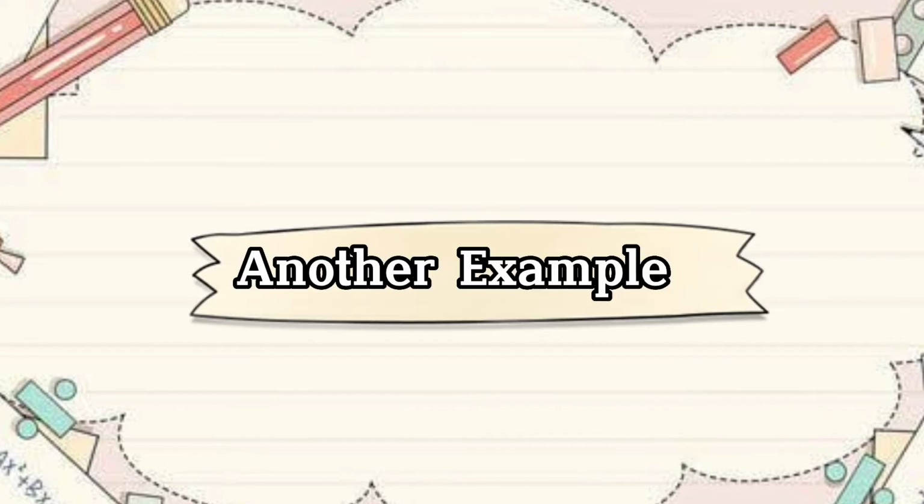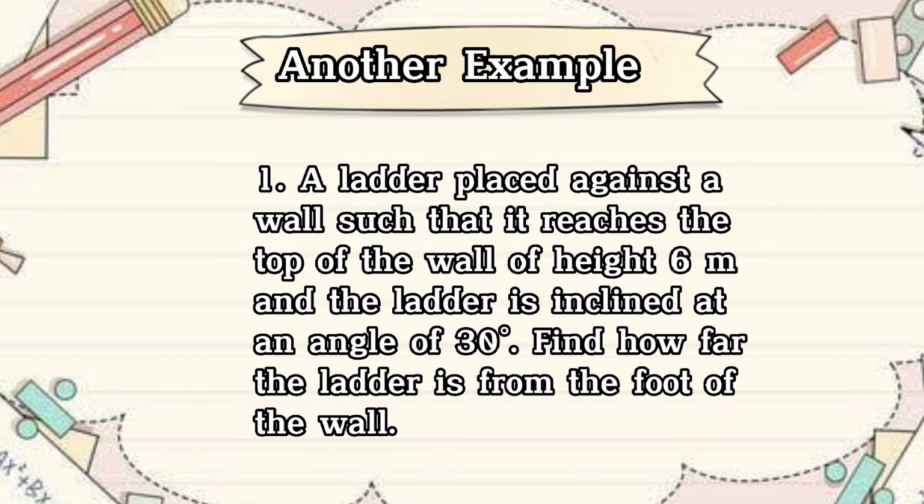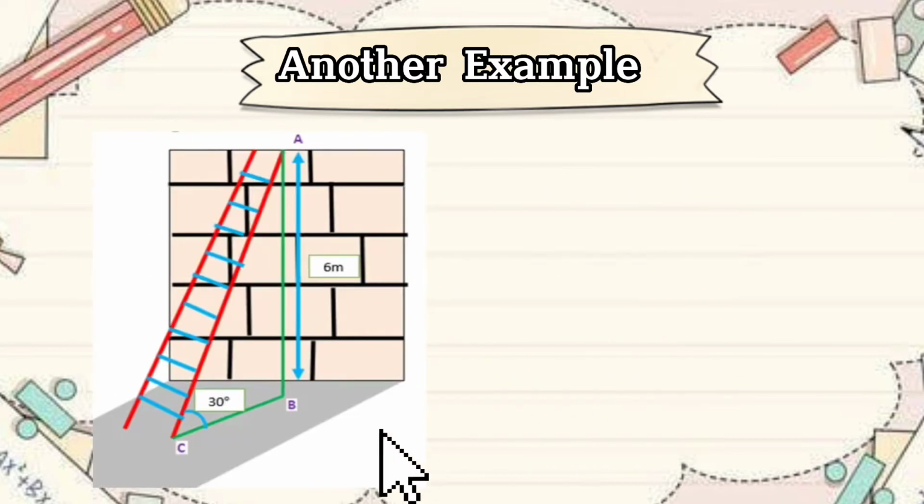Okay, another example here. A ladder is placed against a wall such that it reaches the top of the wall of height 6 meters and the ladder is inclined at an angle of 30 degrees. Find how far the ladder is from the foot of the wall. So, this is our figure and we can see the ladder leaning on the wall, where the wall has a measure of 6 meters and the angle of the ladder to the floor is 30 degrees. And what we are looking for here is this, the distance of the foot of the ladder from the wall.